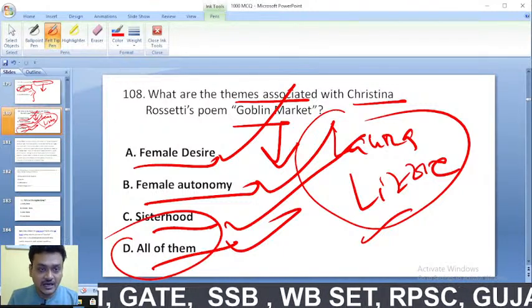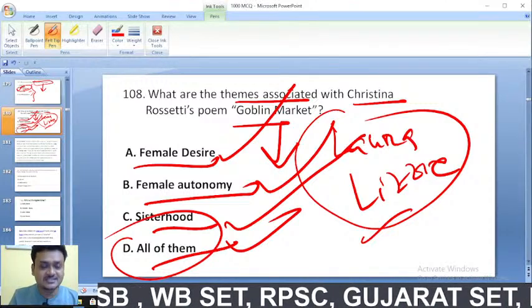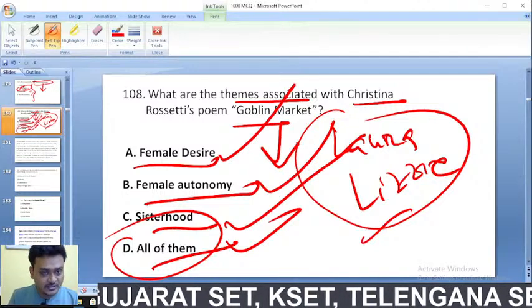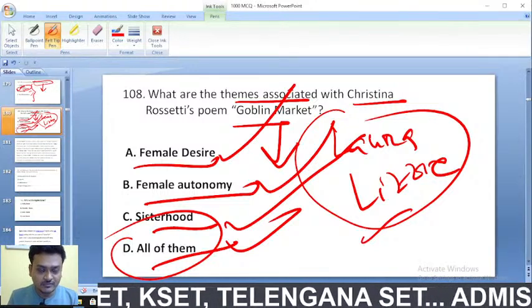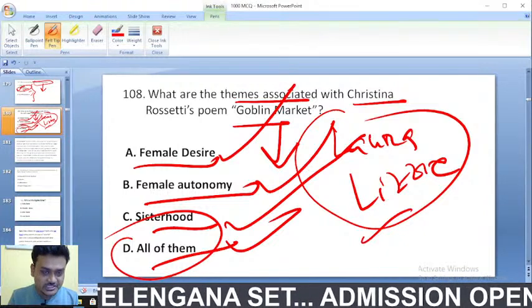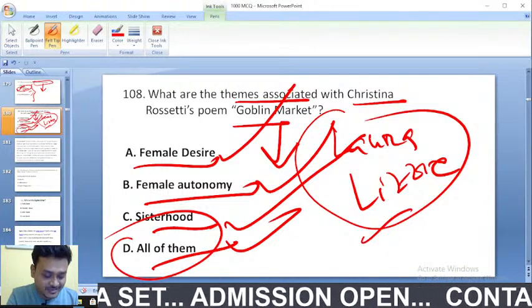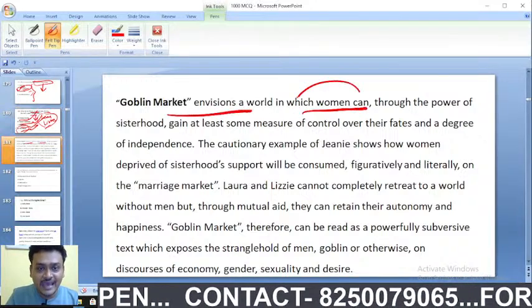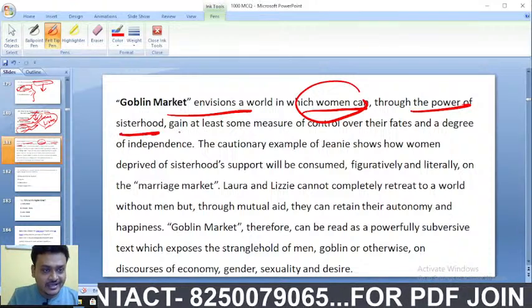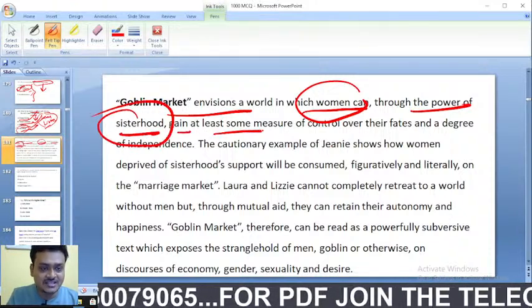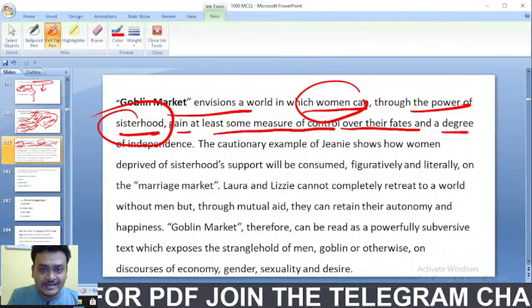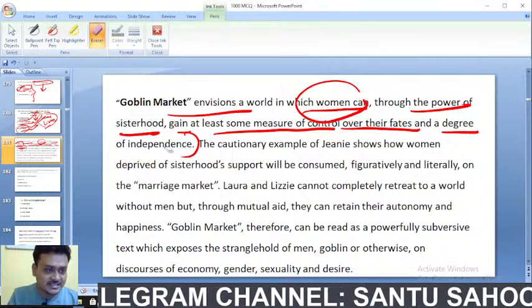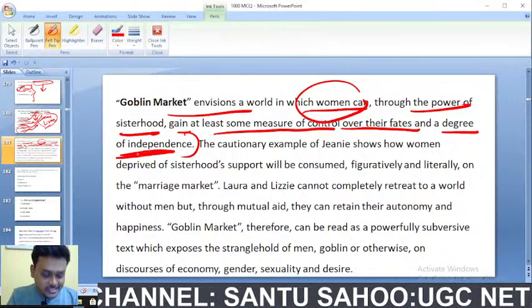Laura and Lizzie are the characters from Goblin Market, one of the classics of children's literature. You must read that, and questions have also come from this work. All of them are the themes of that work. Goblin Market envisions a world in which women can, through the power of sisterhood, gain at least some measure of control over their fates and a degree of independence. So autonomy is a degree of independence.